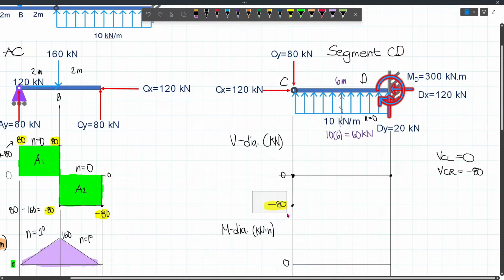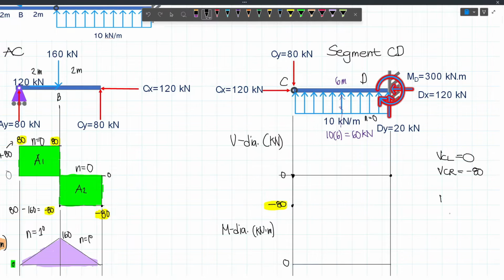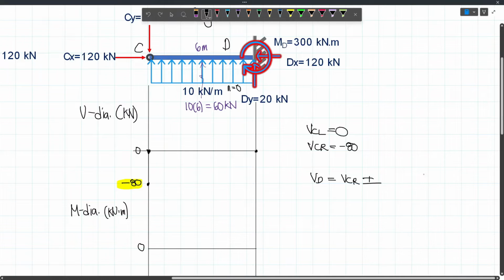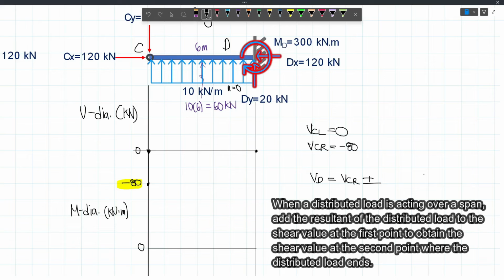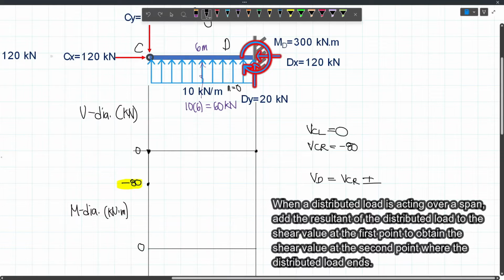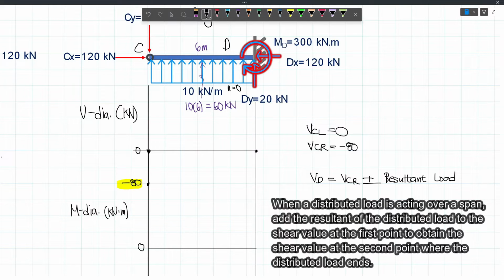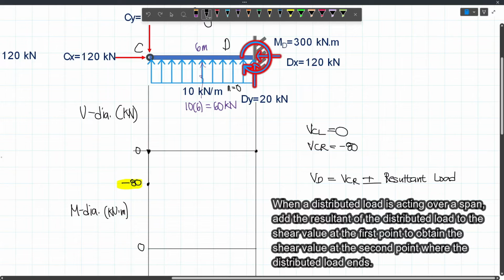And so again, we have negative 80 here, and then our shear value at point D will become VCR, and then plus or minus the resultant of the distributed load. Kasi diba, if we have a distributed load acting at a point and then up to a certain point, we will add the resultant from the first point so that we can get the shear value at the second point. Now this is our first point, and then plus or minus the resultant of the distributed load acting from C up to D. Kasi diba, if we have a distributed load, we need to add the resultant load to this shear value so that we can get the shear at this point.